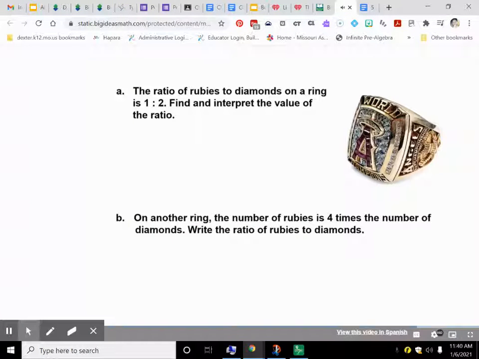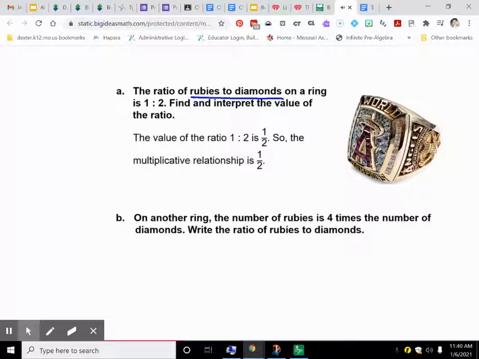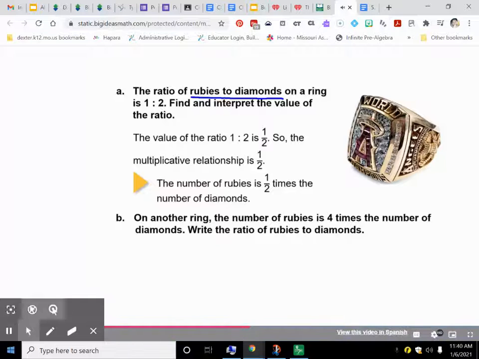Rubies to diamonds on a ring is 1 to 2. Find and interpret the value of the ratio. The value of the ratio 1 to 2 is 1/2. So the multiplicative relationship is 1/2. Remember, the ratio is rubies to diamonds. So this means the number of rubies is 1/2 times the number of diamonds.